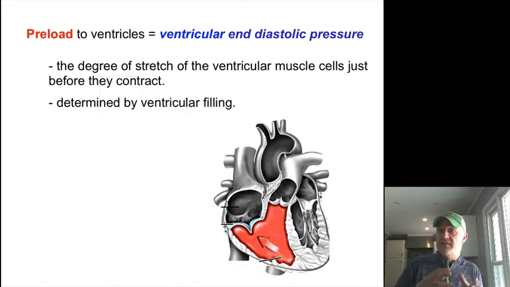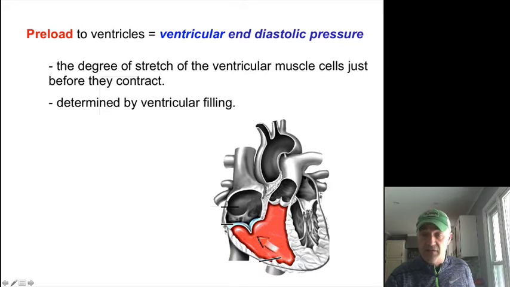So preload is just this stretching. We get a little bit more blood into the ventricle. It stretches that ventricle a little bit more. When it contracts, it's going to push more of that blood out because, again, that AV valve's not going to let it go back to the atria.